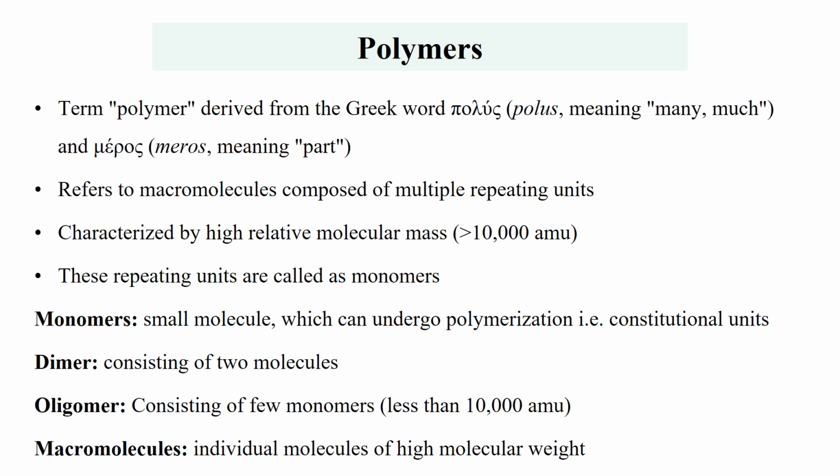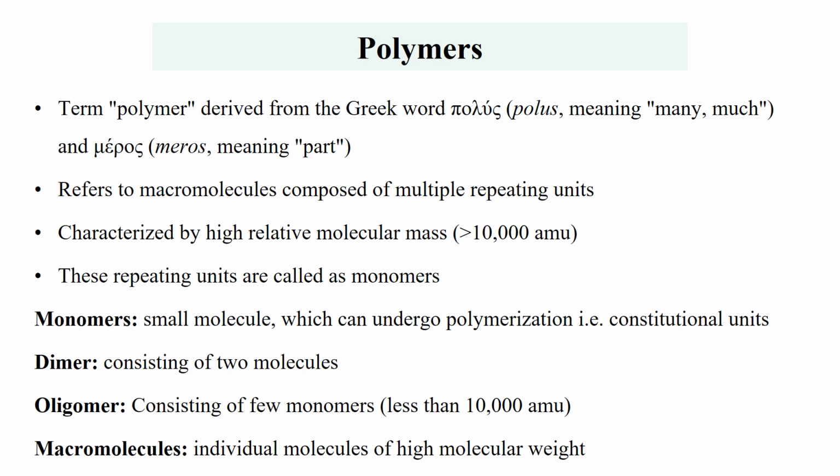What are polymers? As the name shows, it is composed of two parts: poly, which is derived from the Greek word polos, meaning many or much, and meros, meaning part.